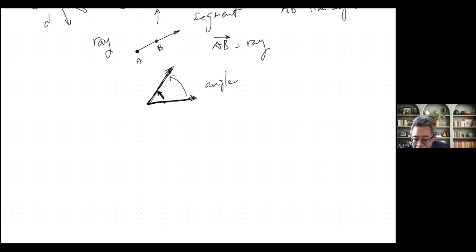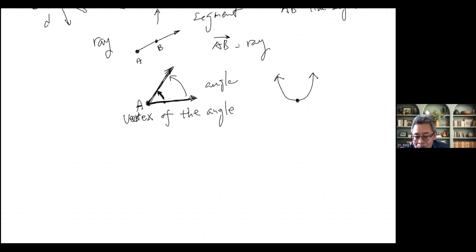We have this common point, and we call that the vertex, called the vertex of the angle. Now, vertex can be used in other situations, like if you have a graph, this is also called the vertex. But here, we're talking about the vertex of an angle. So this is our vertex angle.